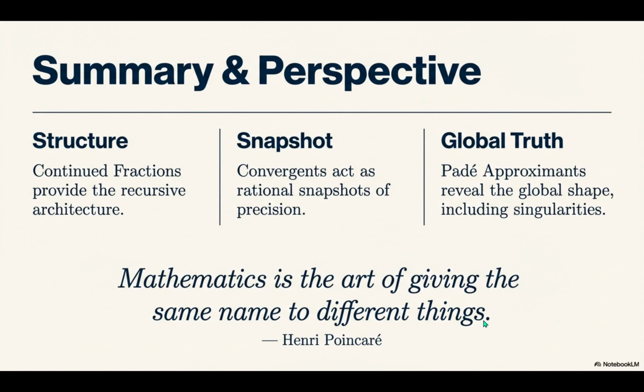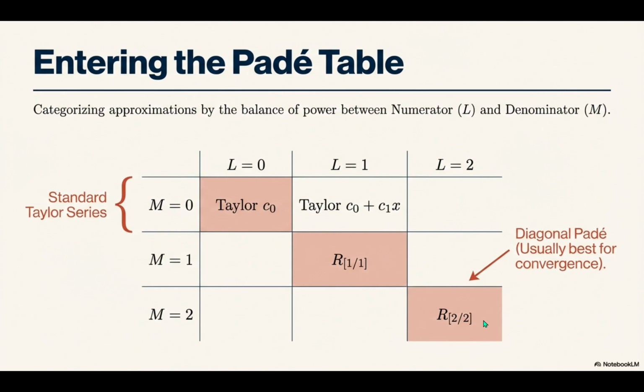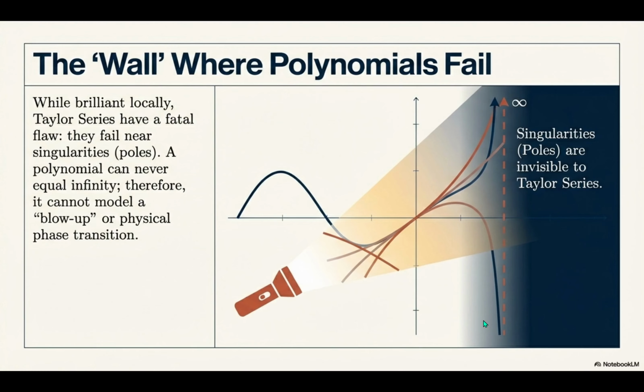And just by changing the name, by changing the lens we view it through, we reveal a nature that was completely hidden before. It makes you wonder, in our own work, in our analysis, even in things like economics or social trends, how often are we looking at a sum when we should be looking for a ratio? That is the question. Next time you see a trend line that looks smooth and safe, maybe ask yourself, am I looking at a Taylor series that's about to hit a wall? Or do I need a Pade approximant to see the singularity coming? Always check the denominator.